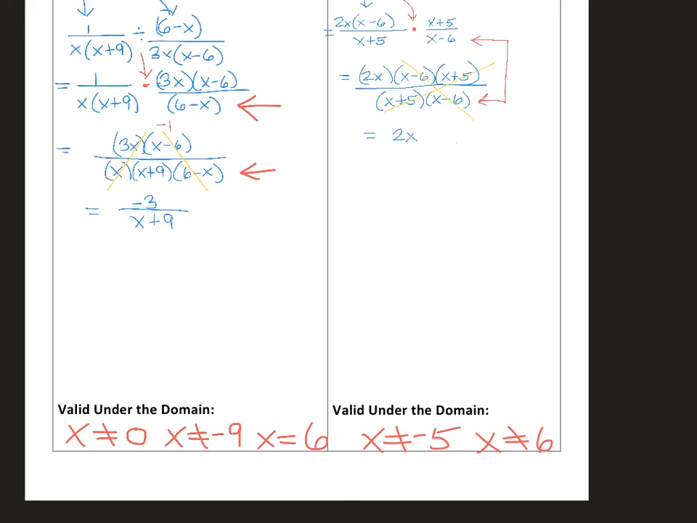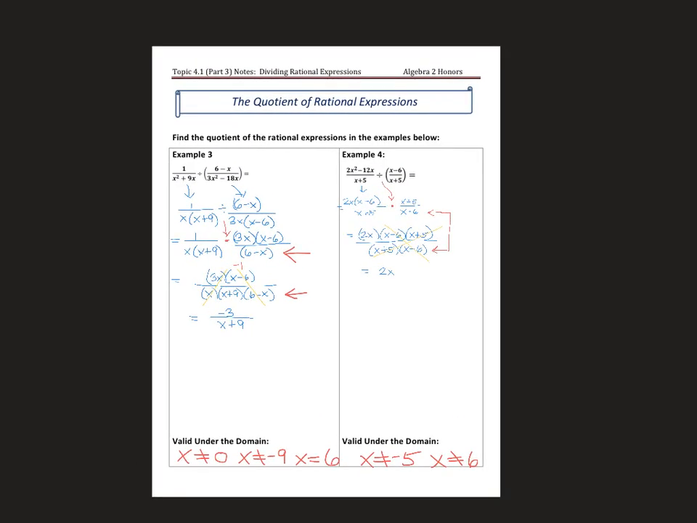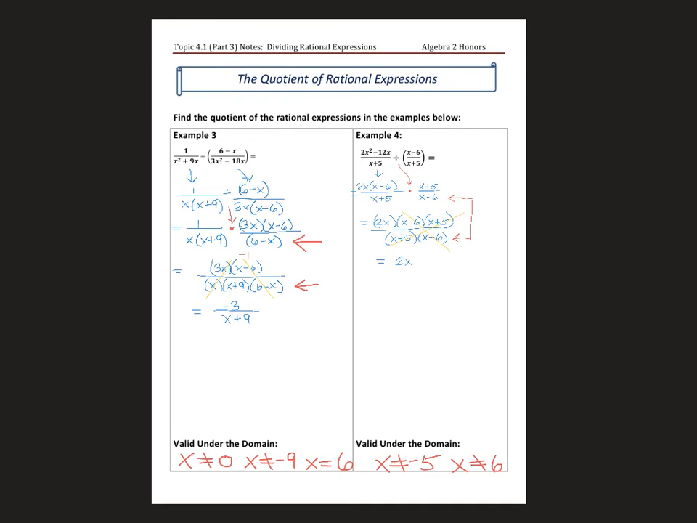All right, so in this video we looked at rational numbers and finding the quotient of those, talked about some misconceptions. Then we applied the same concept to finding the quotient of rational expressions.